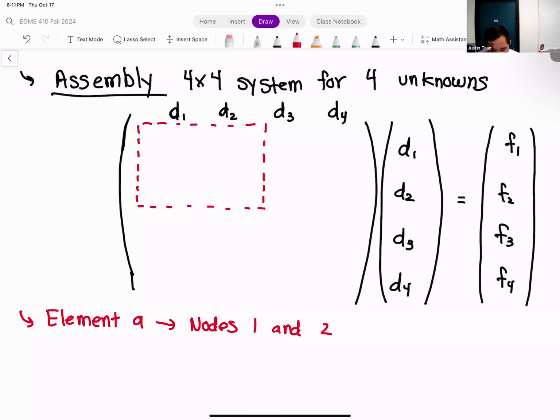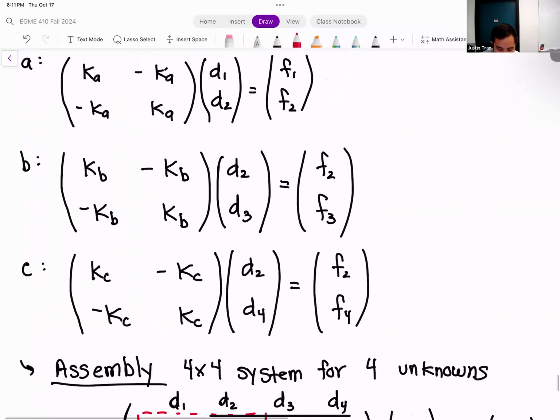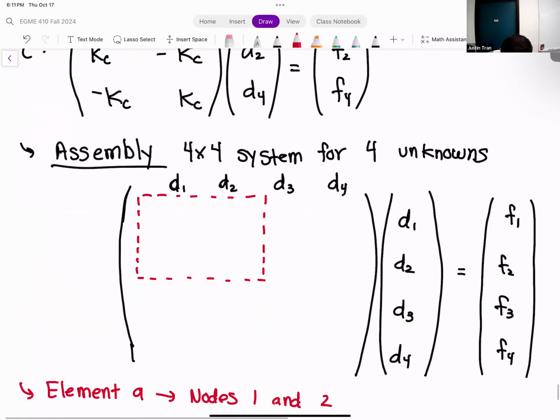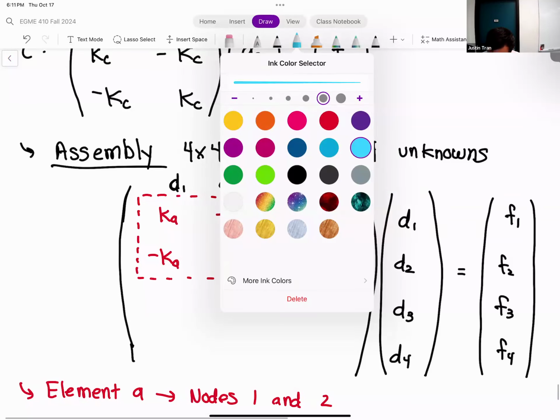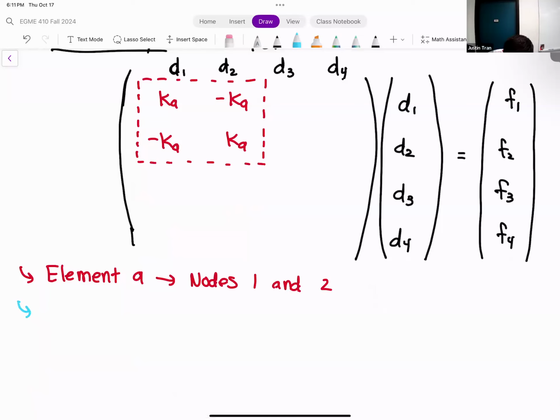So we're going to take our values from element A. Element A we know is Ka, minus Ka, minus Ka, and Ka. We're going to do Ka, minus Ka, minus Ka, Ka, and we're just going to fill in those parts there. I'm going to use colors here just to illustrate this, but if you're following along, you don't have to use colors.